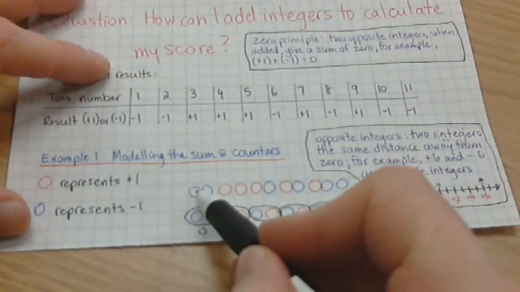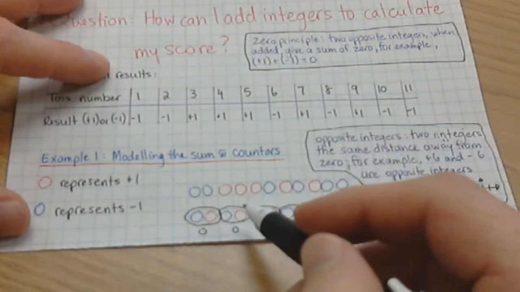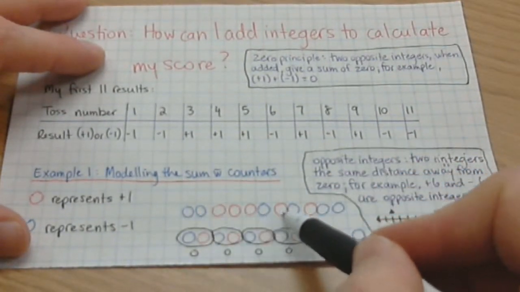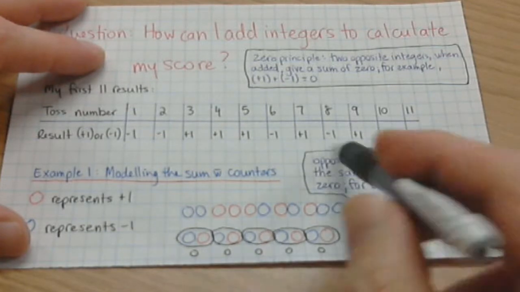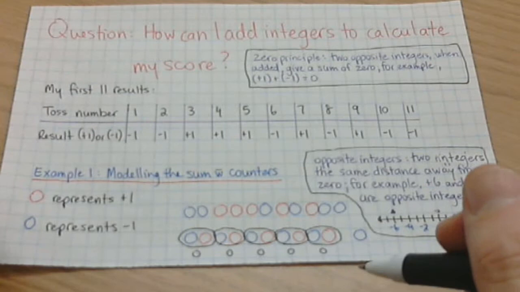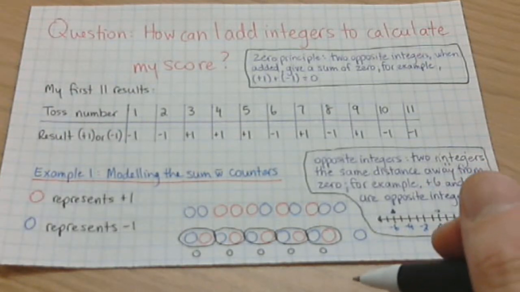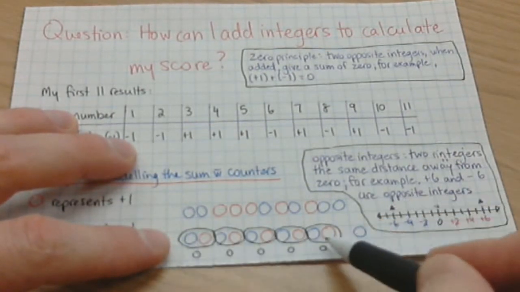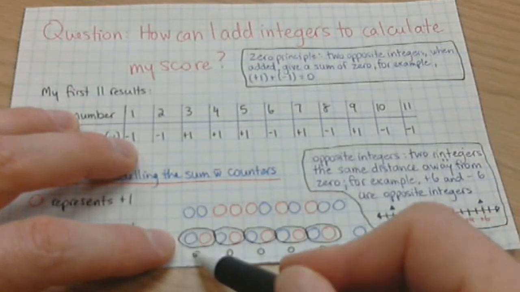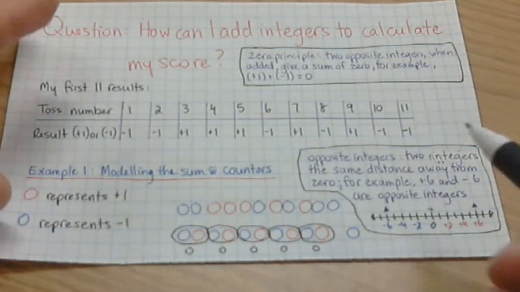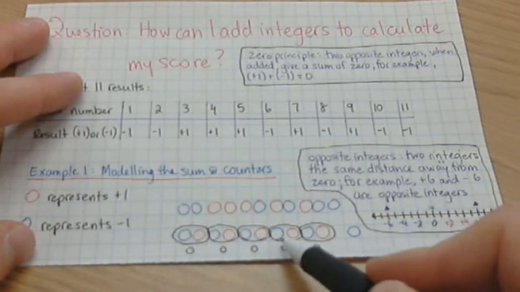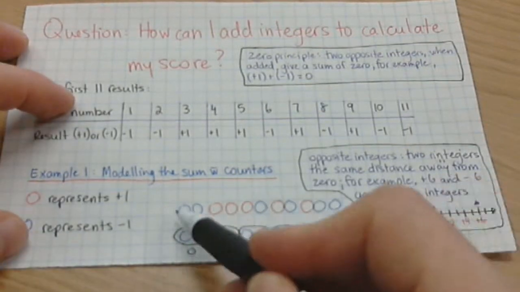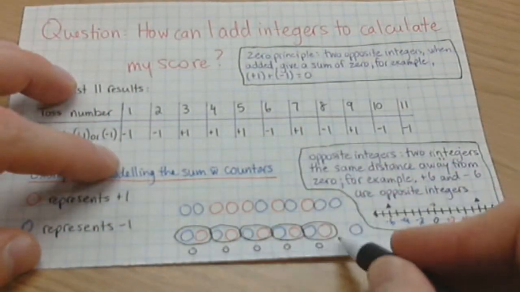So I wrote out, using the different colors, all of the scores I got from the toss: negative, negative, positive, positive, positive, negative, positive, negative, positive, negative, negative. Then I regrouped, and I tried to put a blue one with a red one. I did that as many times as I could, because every time I put a blue one with a red one, it equals 0. It cancels out. So I have 5 zero pairs that I can create from the counters I had. When I add all that together, that just gives me 0.